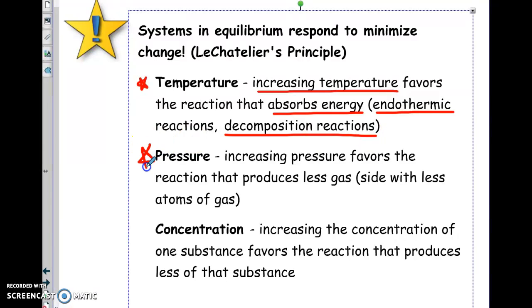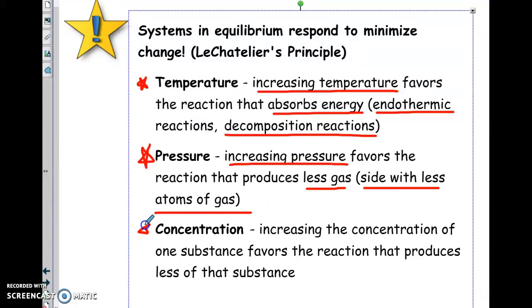The next component is pressure. Increasing the pressure favors the reaction that produces less gas. So remember back to our balancing equations, you look to the side with fewer atoms of gas, and it's going to favor that side of the reaction. So more of that side is going to be produced.